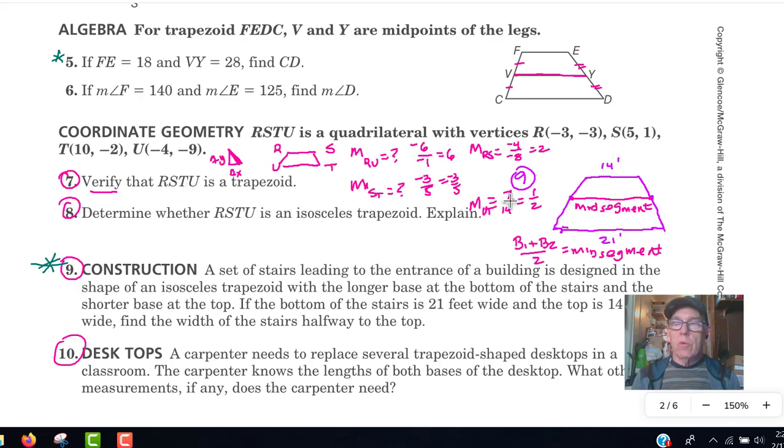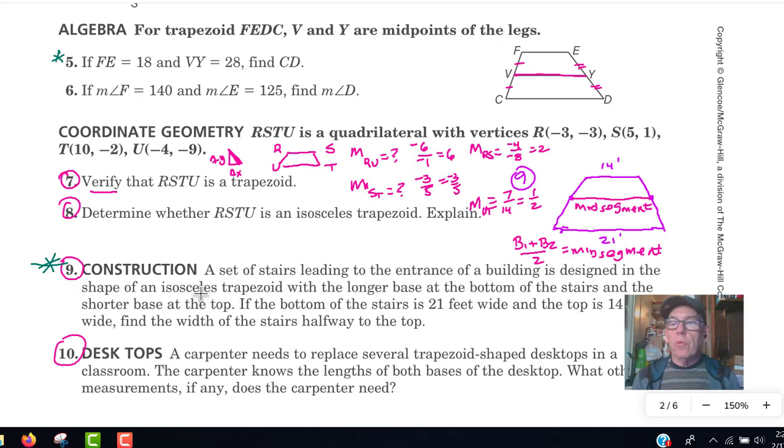Make sure we did the other one right. So let's do the UT one, change in y. We're going from -9 to -2. So -9 take away -2 is actually a -7. And -4 to 10, negative 4 take away 10 is negative 14. So we get a negative 7 over 14, which is the 1/2.